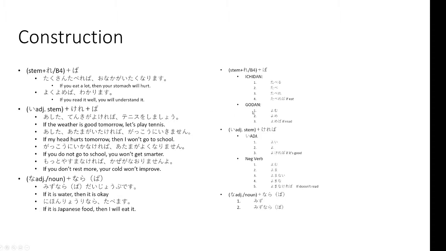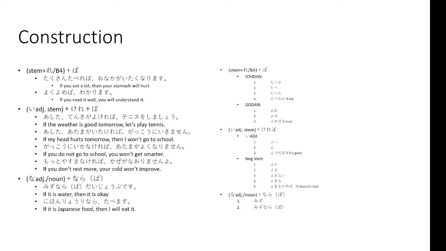Now, I haven't had it written down here, but I will describe what to do if you are using suru. Suru becomes sure. Then you can add ba to sure. Say, if do. I wanted to say, if I do tennis or if I play tennis, that would be tenisu sureba. Or I could use the particle o and say tenisu wo sureba.